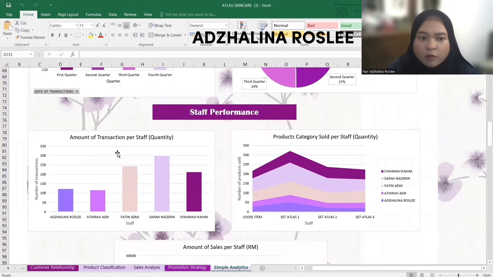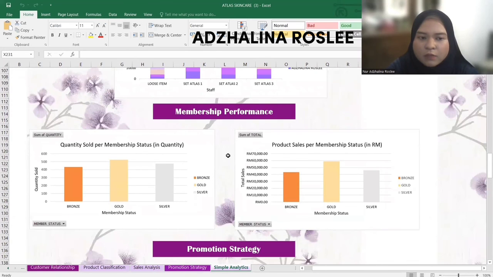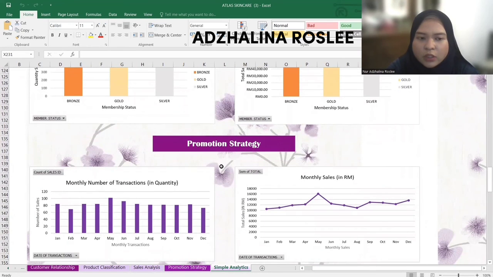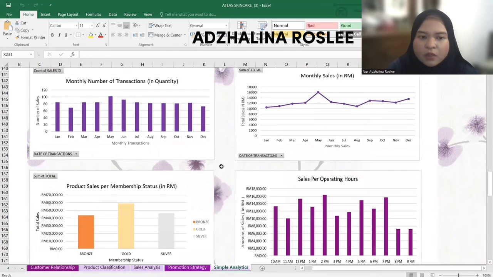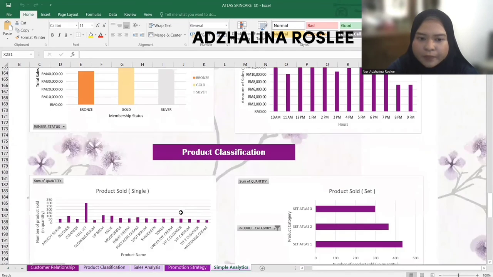For staff performance, we have amount of transaction per staff in quantity and product category sold per staff in quantity, and another one is the amount of sales per staff in ringgit. For membership performance, we have quantity sold per membership status in quantity, and also product sales per membership status in ringgit. For promotion strategy, we have monthly numbers of transaction in quantity, monthly sales in RM, product sales per membership status in RM, and sales per operating hours.